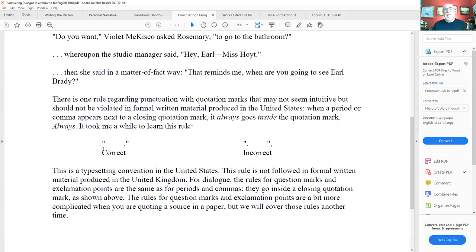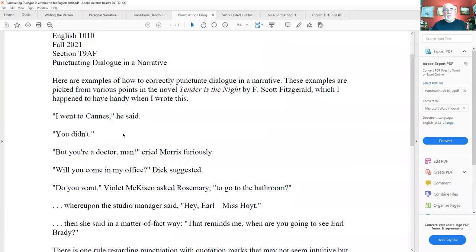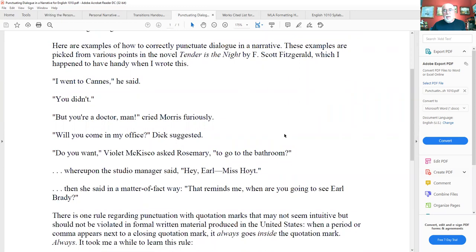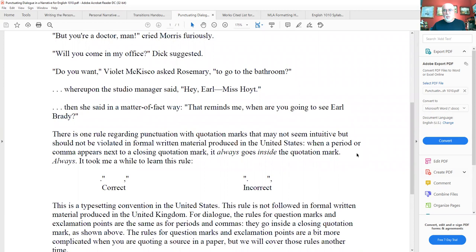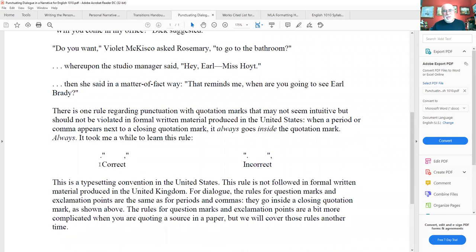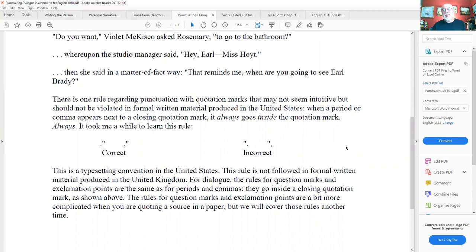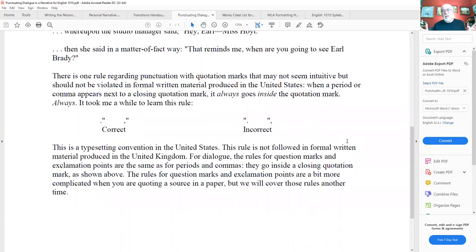If you have a period or comma next to a closing quotation mark, like here or here, it always, always, always goes inside the quotation. Always. I know there are going to be cases where you say, wait a minute, that doesn't look right. It's right. So this is correct. This is not correct. This is a typesetter's convention and this only applies in the United States.